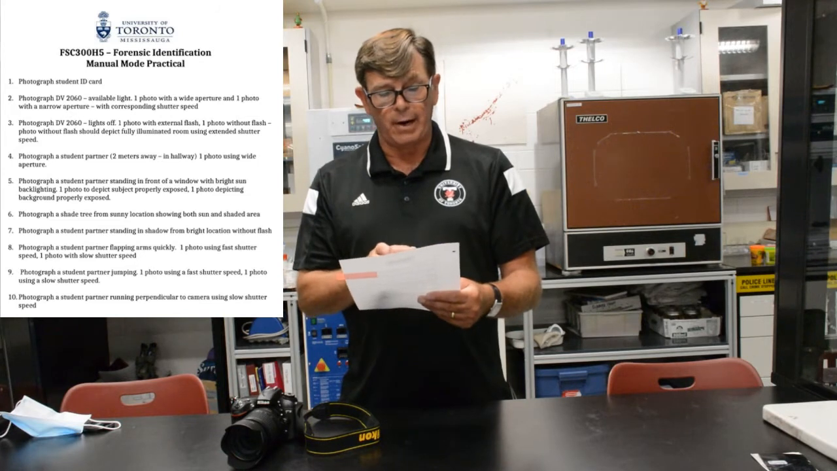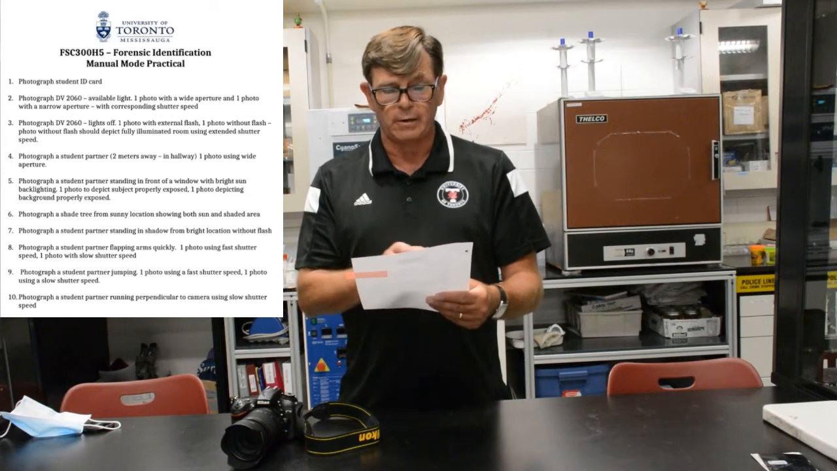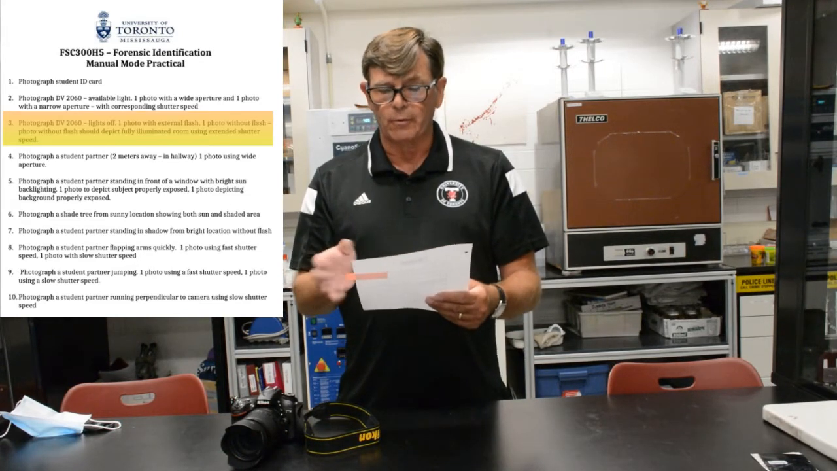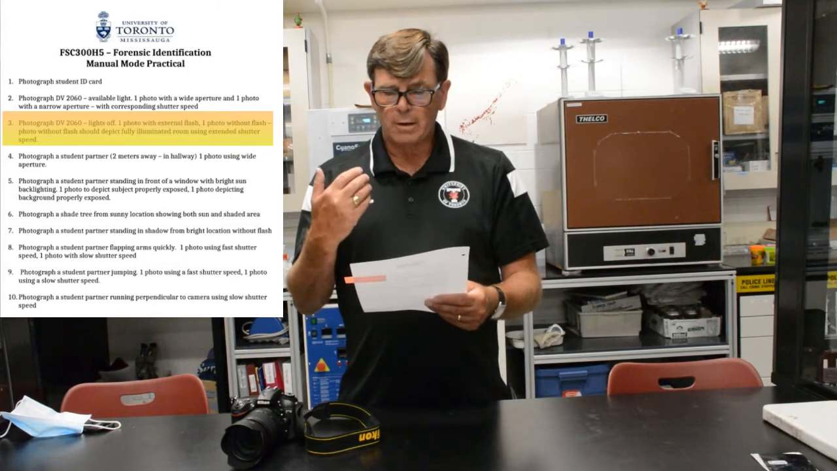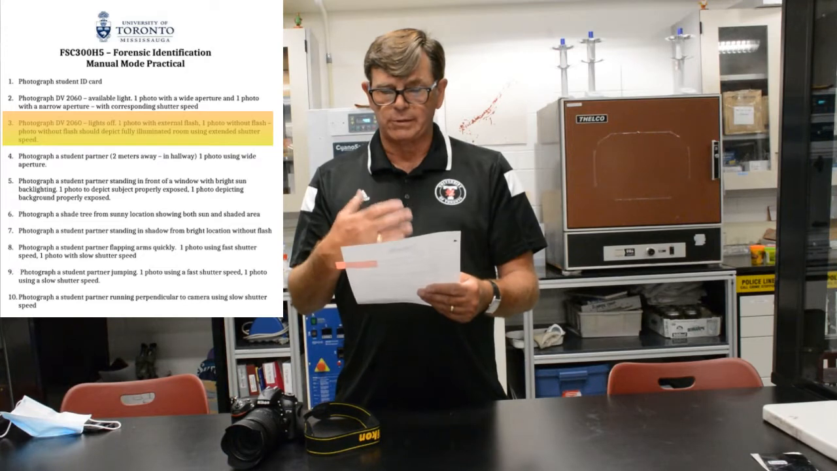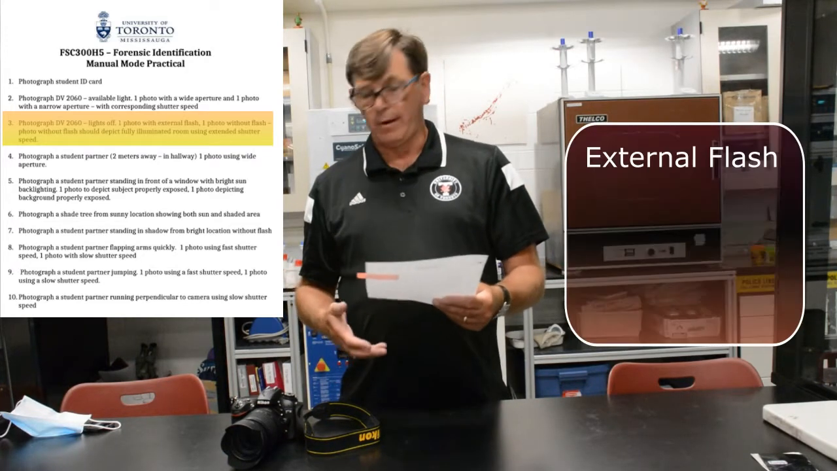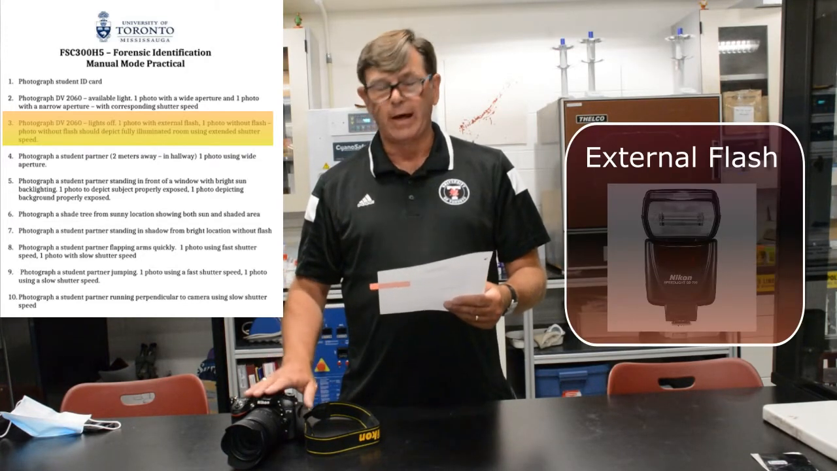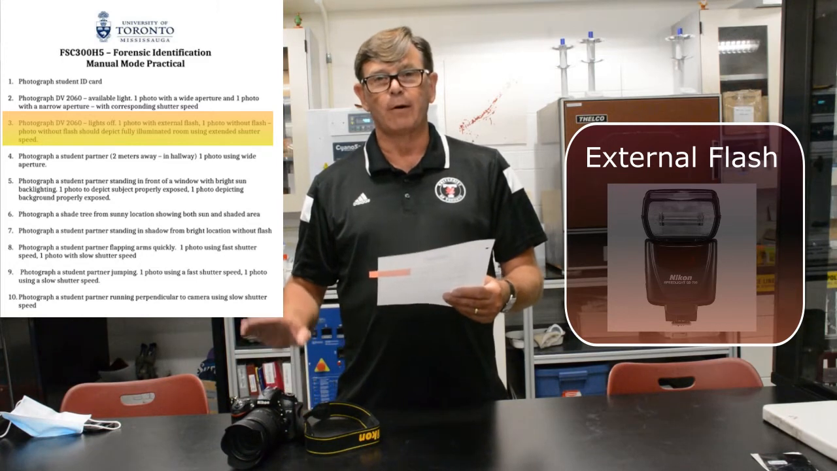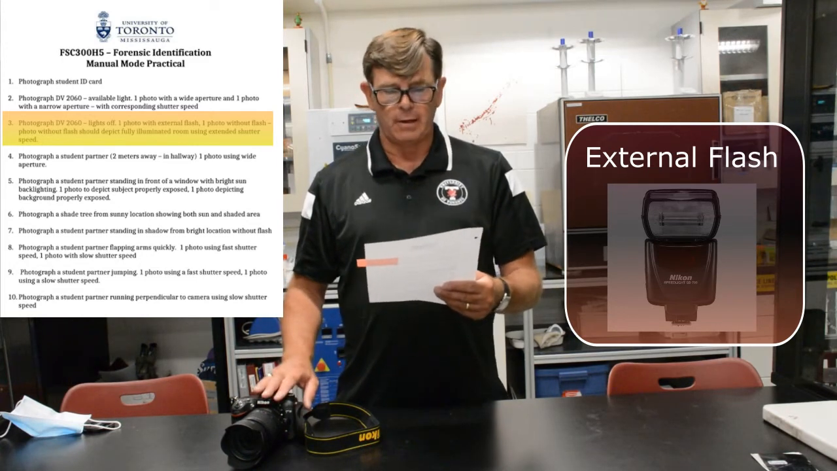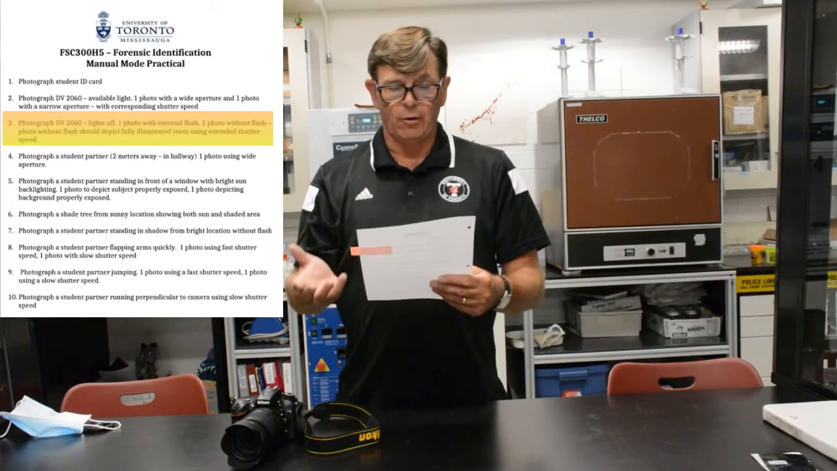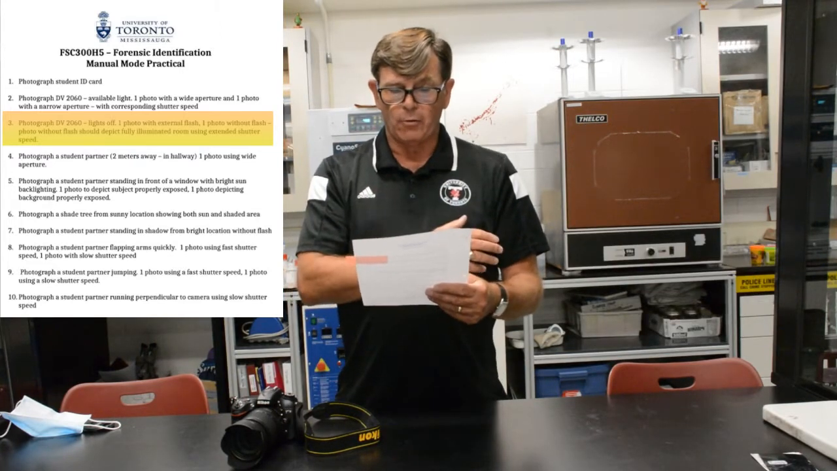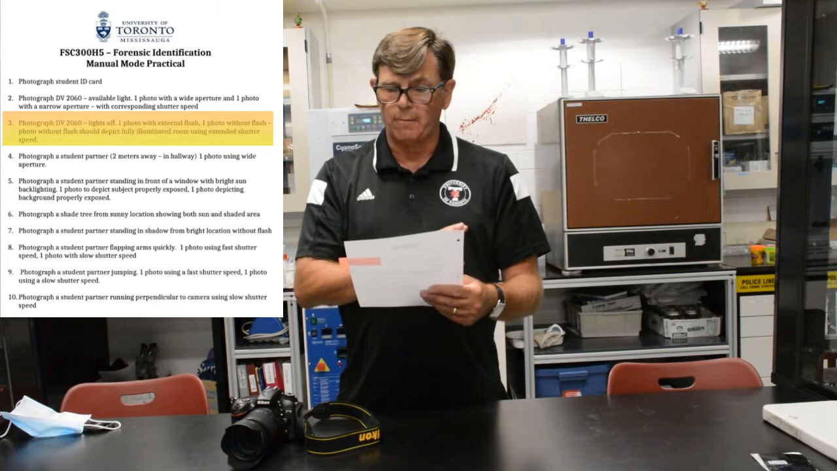The third task here is having the lights off in the room, taking a photo with external flash. And when we say external flash, again, we're not using the flash that is built into the camera. This is using your speed light, a remote flash. A photo without the flash should depict a fully illuminated room using the extended shutter speed.